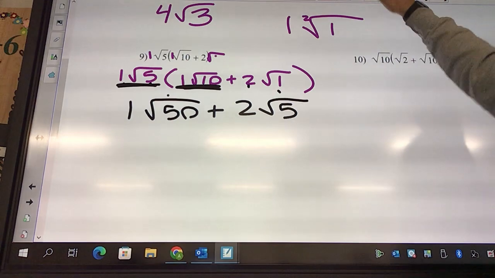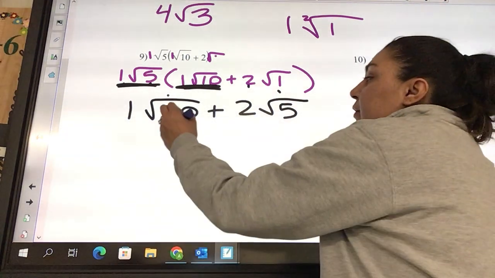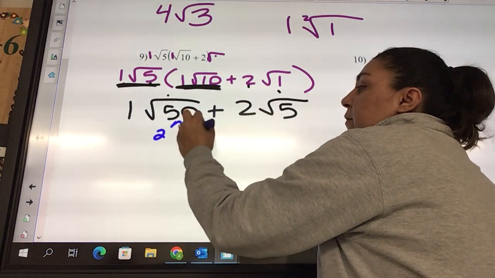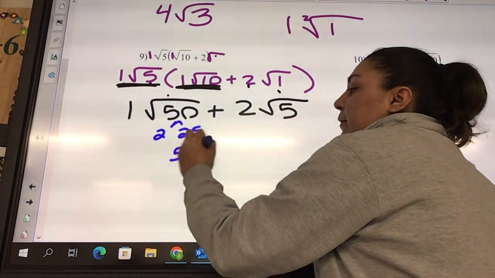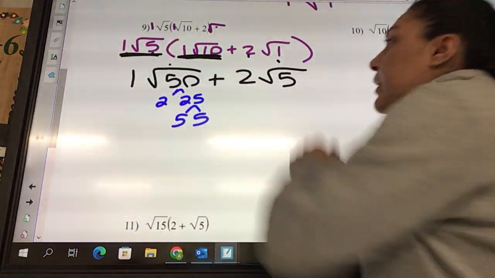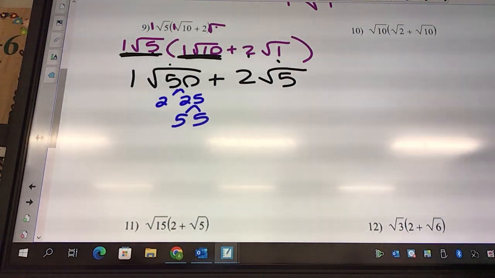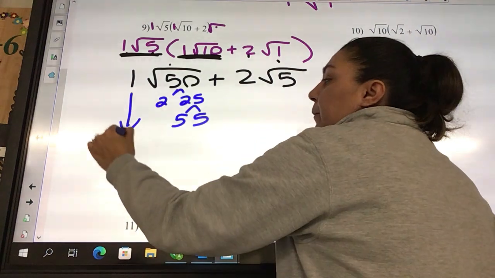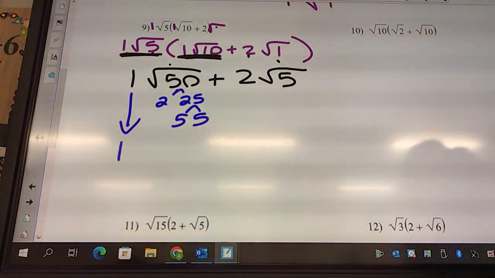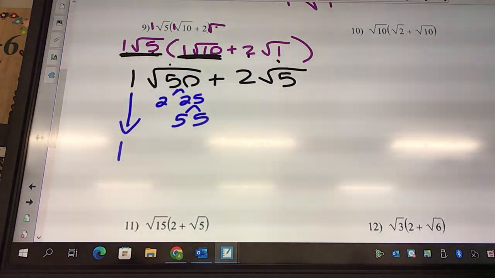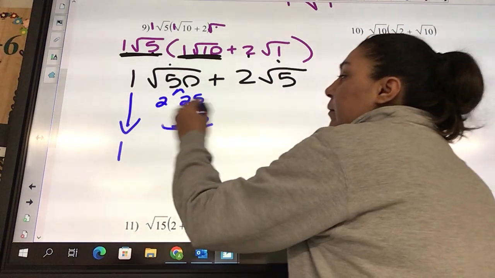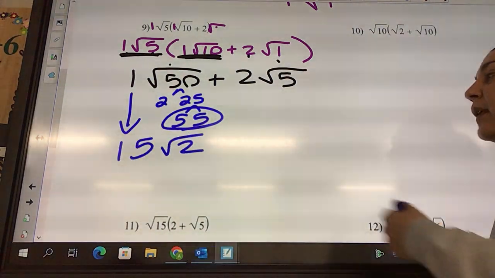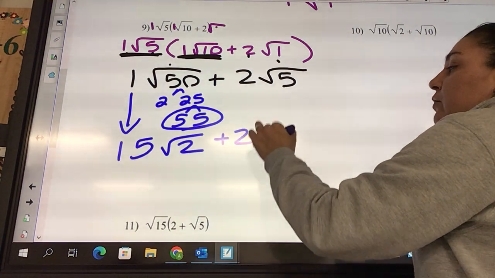So 50 can be simplified to what? What are some factors of 50? 2 and 25, 5 and 5. Okay, what about this 5? Can it be simplified? No. Okay, so this first one, we got this 1 right here. And then for the 50, who can go? A group of 5s. And then there's a 2 that cannot go. And then on this one, I got 2 square root of 5.